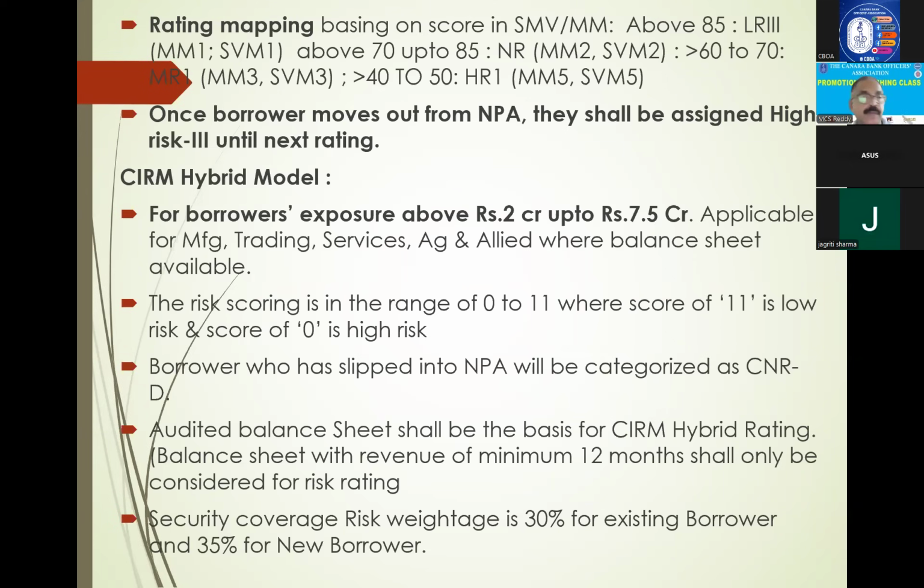Right? Next, CIRM hybrid model, I told you 2 years back it has come for borrowers with exposure above 2 crores up to 7.5 crores. It is applicable for manufacturing, trading, services, allied, agriculture and allied, where balance sheet is available, that too audited balance sheet. Risk scoring is in the range of 0 to 1, where score of 1 is low and 0 is high risk. Borrower who has slipped to NPA will be categorized as default. Right? Audited balance sheet shall be on option basis for CIRM hybrid. Balance sheet with revenue of minimum 12 months shall only be considered. Security coverage risk weight is 30% for existing borrower and 35% for new borrower. It is regarding security coverage in case of risk rating, risk weightage.